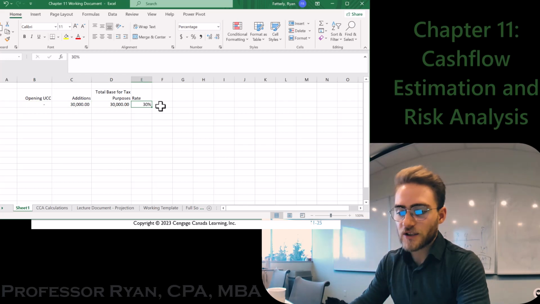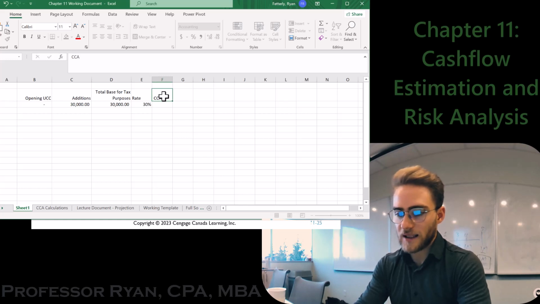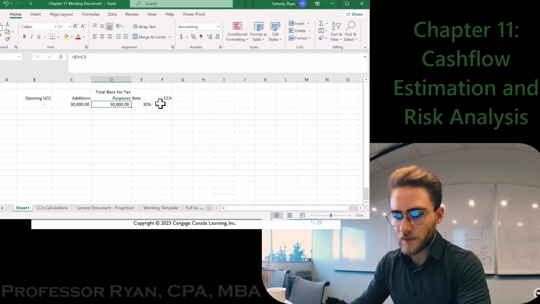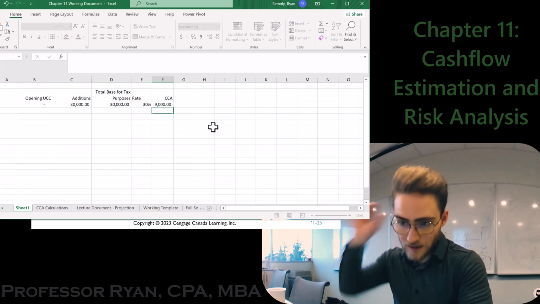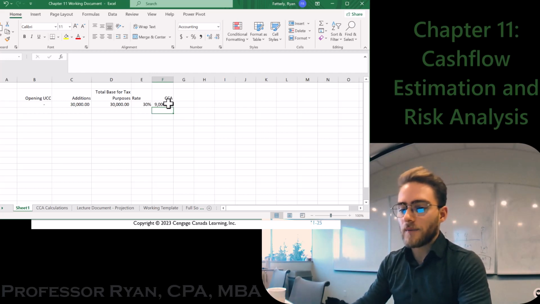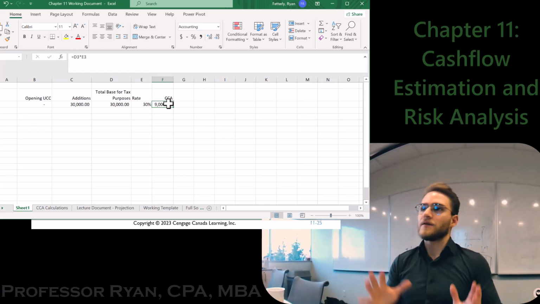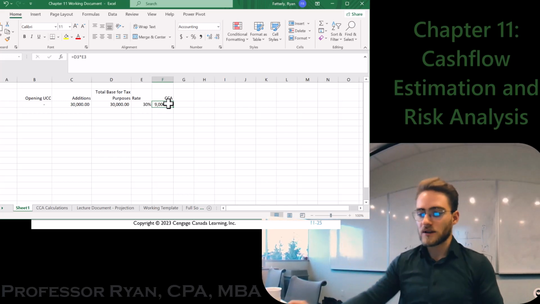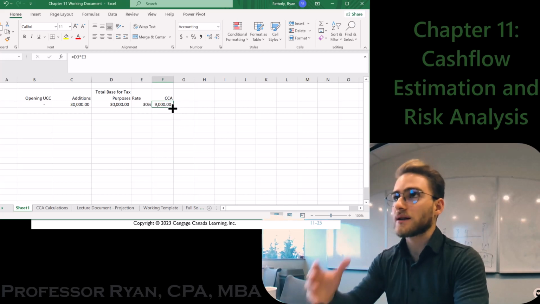Okay, so to calculate our CCA, our capital cost allowance, is what we call it for Canadian taxes, we basically just take this 30% and multiply it by our tax base. So it just equals this times this. And we'll get into half year rule, we'll get into accelerated investment incentive, but very high level, this is how it works. So in the first year, we would be able to deduct $9,000, right?